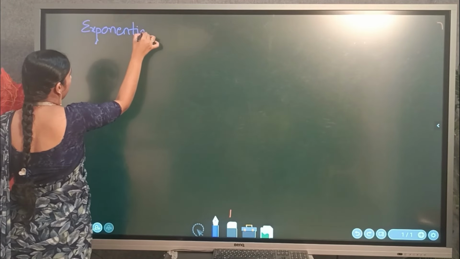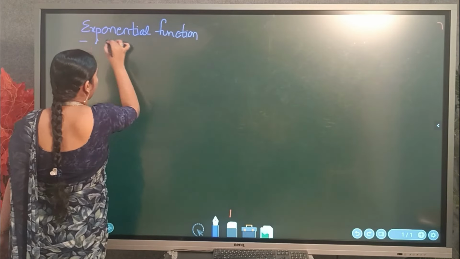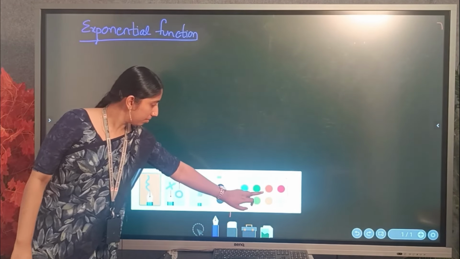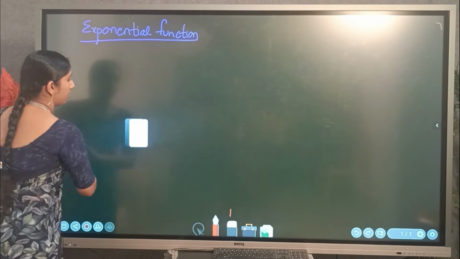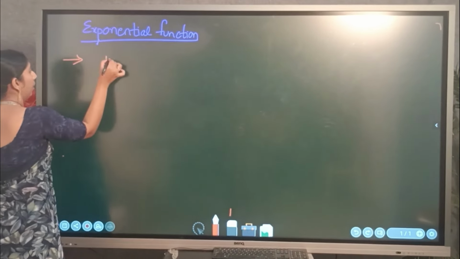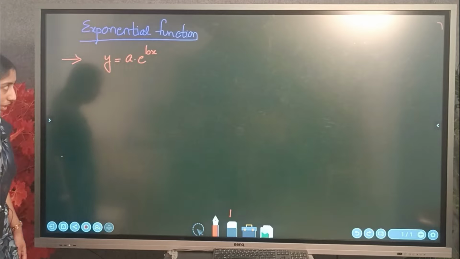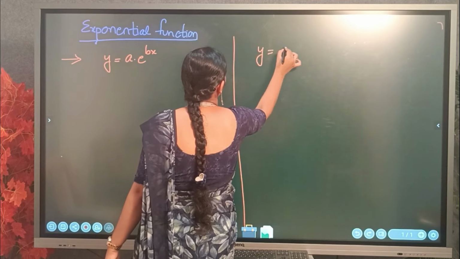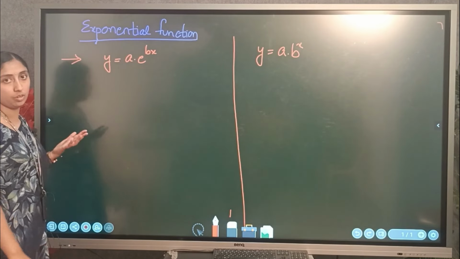Exponential function. There are mainly two types of exponential functions. That is y is equal to a into e power bx. Clear? And another exponential function is y is equal to a into b power x. For these two functions also you have to find the normal equations.